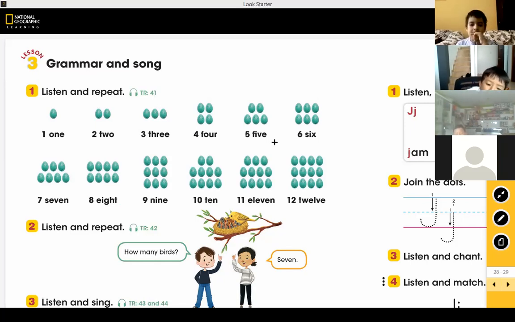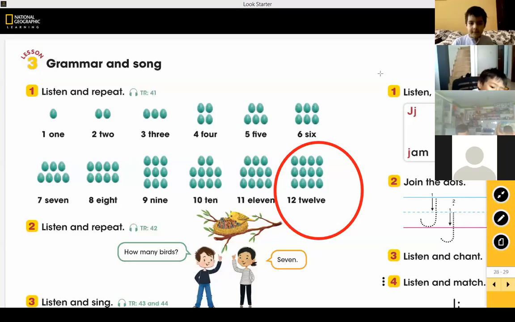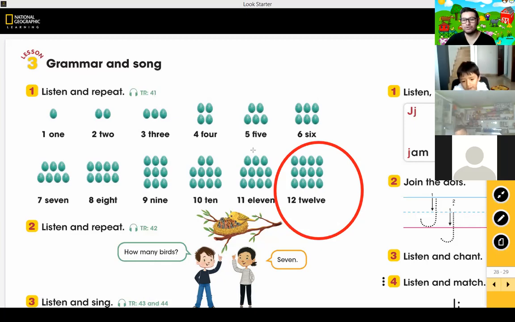Excuse me, Jared. Espera. How many eggs? Excuse me, Jared, how many eggs? Eso, very good. Vamos, Jared, how many eggs? Twelve. Excellent, 12. Ahora pregunta a Iram, dile, excuse me, Iram.